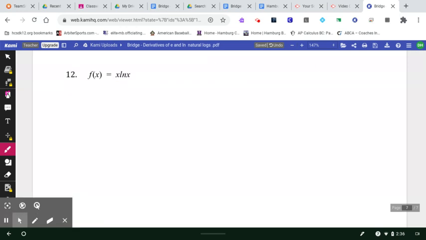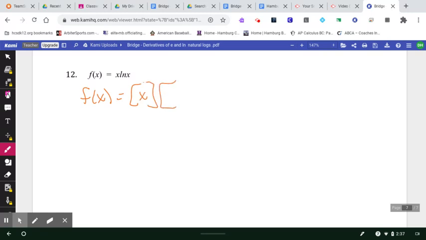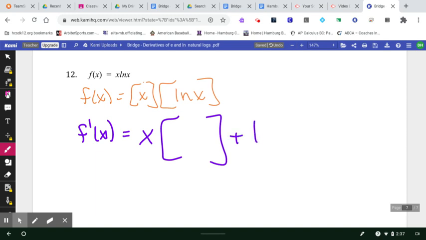All right, number 12. Right off the bat, I'm going to read it out loud, and I see x ln of x, or x times the ln of x. And I noticed I said two x's, so I know I'm going to use that product rule. So I'm just going to rewrite it for myself. I have x times the ln of x. So product rule, we're going back to that saying: first times the derivative of the second plus the second times the derivative of the first. So this one's pretty easy. The derivative of the first is just 1 because it's linear.